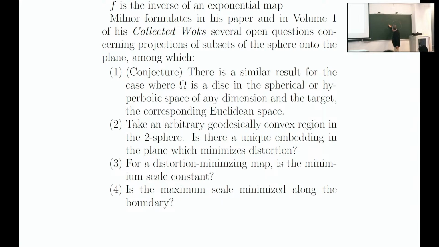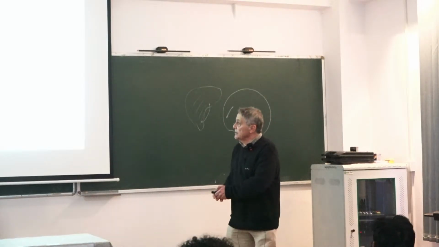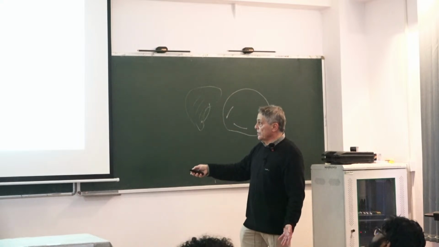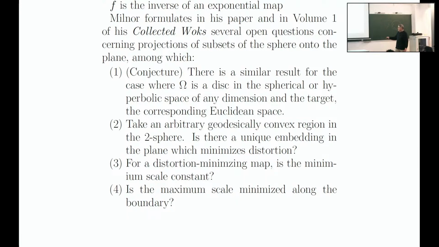So this is not geodesically convex. This is not geodesically convex anyway. So this is just a special case where the question is relevant. And I think the same question arises for geodesically convex regions of the hyperbolic two-plane.